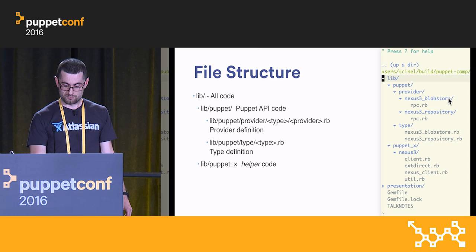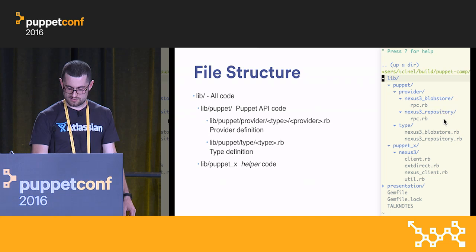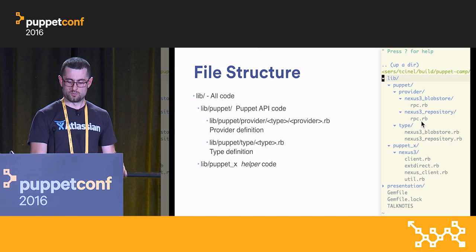We have the name of our types, so Nexus 3 Blob Store, Nexus 3 Repository, and then we have two files called RPC. We'll go into why they're called RPC a little bit later. And then we have the type directory, which has our types in it.